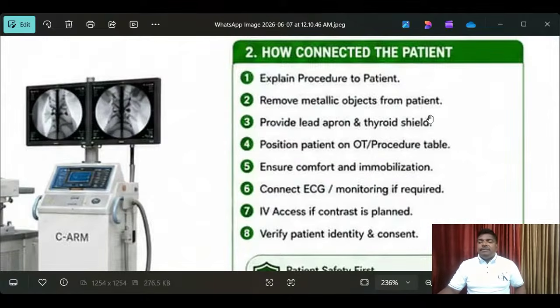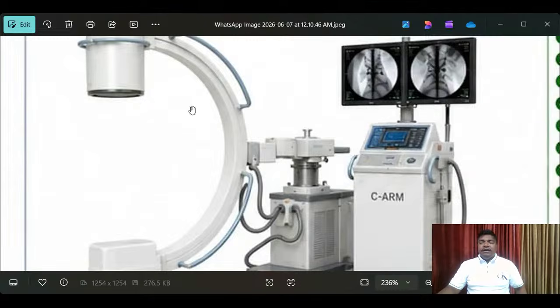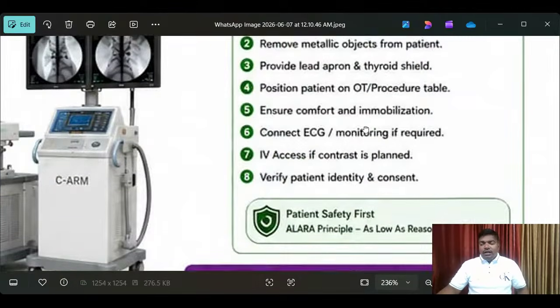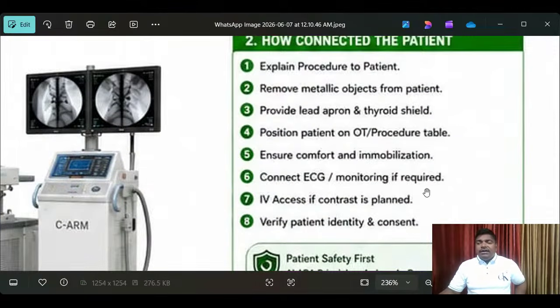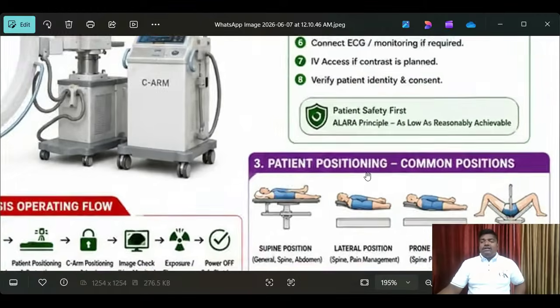Next, remove metallic objects from the patient, and provide a lead apron and thyroid shield. Why provide a lead apron? Because it protects from radiation. Radiation is very important and also very dangerous. Position the patient on the OT procedure table. Depending on requirement, they keep the C-arm at certain degrees, which are shown on the console. Connect ECG monitoring if required, IV access if contrast is planned, and verify patient identity and consent. These are the connections.